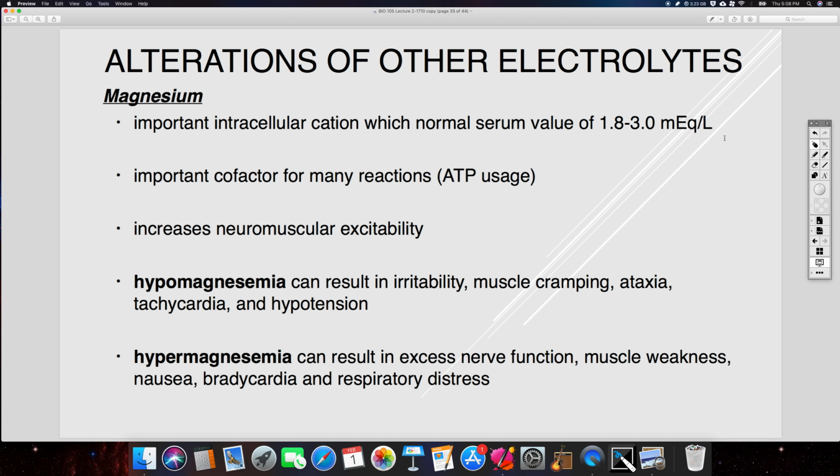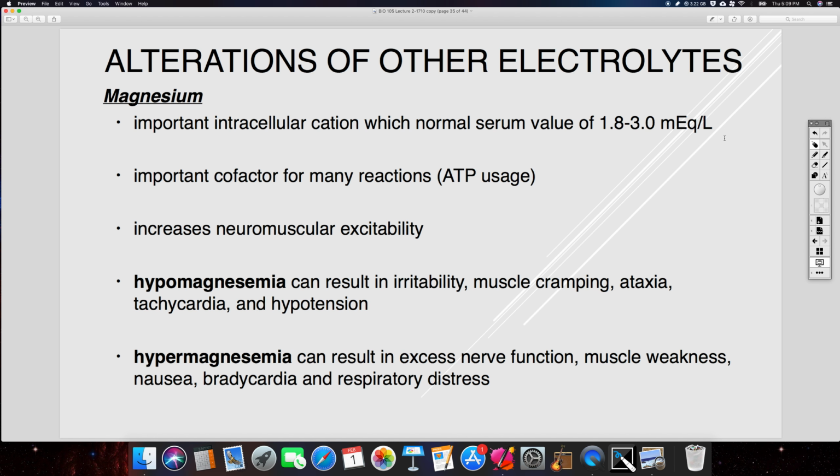Magnesium is a very important cation, especially in the cell, but the serum value is 1.8 to 3 milliequivalents per liter. One of its most important jobs is to be a cofactor for energy producing and energy using reactions, which are pretty much all of them. Magnesium is very important for reactions that use ATP. Now, magnesium increases neuromuscular excitability. That's an important point, and you'll see that when we talk about hypermagnesemia.